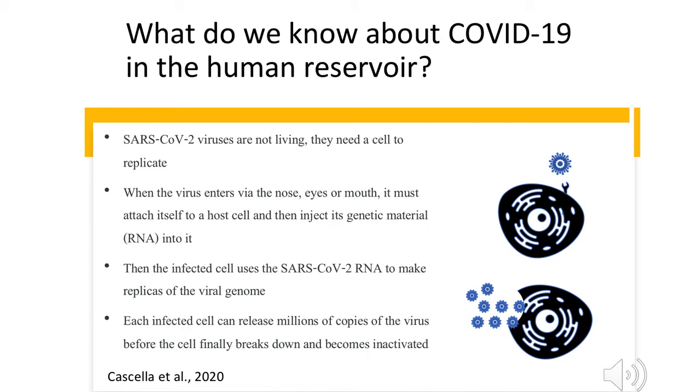We said before that viruses aren't living. They need a cell to replicate. They can't just decide to replicate on their own. And so when the virus enters a person's nose or eyes or mouth, the mucous membranes, it has to attach itself to a host cell and then inject its genetic material, or RNA, into it. Then the infected cell uses the SARS-CoV-2 RNA to make replicas of its own viral genome. And each infected cell can release millions of copies of the virus.